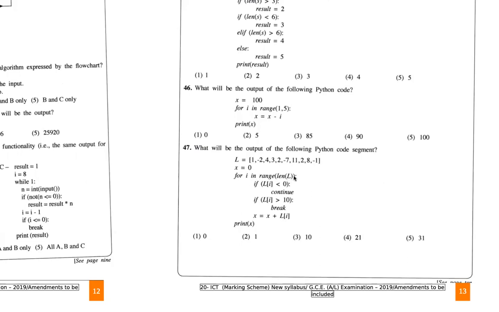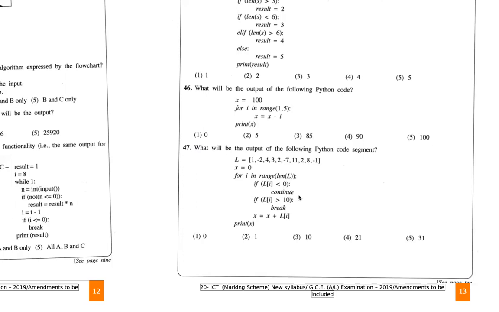For i in range length of L, which is 10 (1, 2, 3, 4, 5, 6, 7, 8, 9, 10), for i in range 10. If L[i] is less than 0, continue, you don't do anything. If L[i] is greater than 10, you will break.